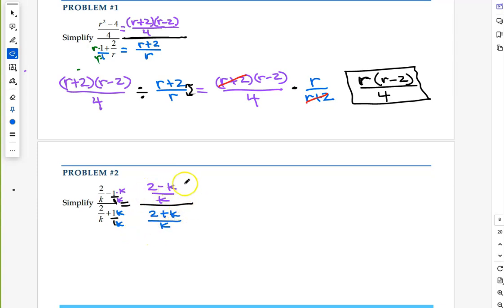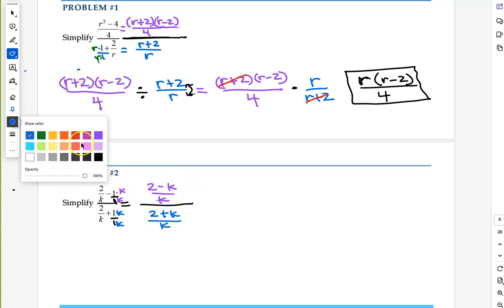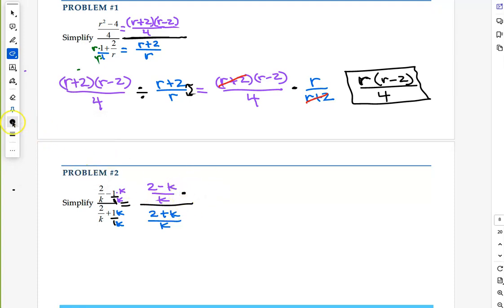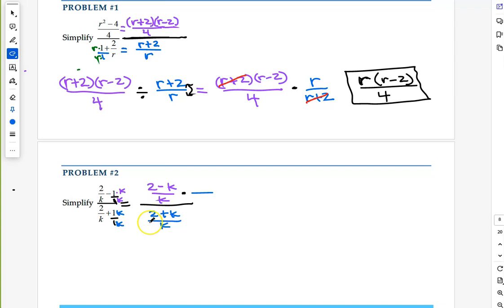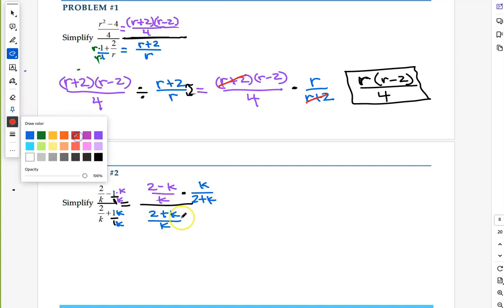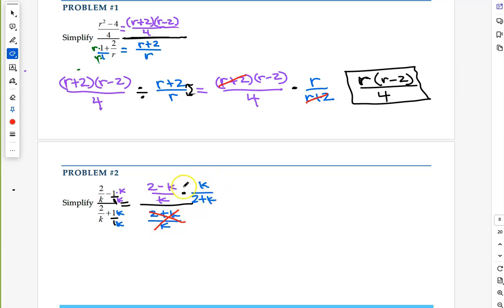Okay, and now that I have one fraction on the top, one fraction on the bottom, I can treat this like a division problem. So you can write it out like division like this, or the other way that you can do this is kind of look at it and say, okay, I'm going to do times the reciprocal of the bottom one. So I'm taking this in blue, putting k on the top, and 2 plus k on the bottom. And then now I'm just going to cross out this because I moved it up here. So now it's connected by multiplication because I flipped it.